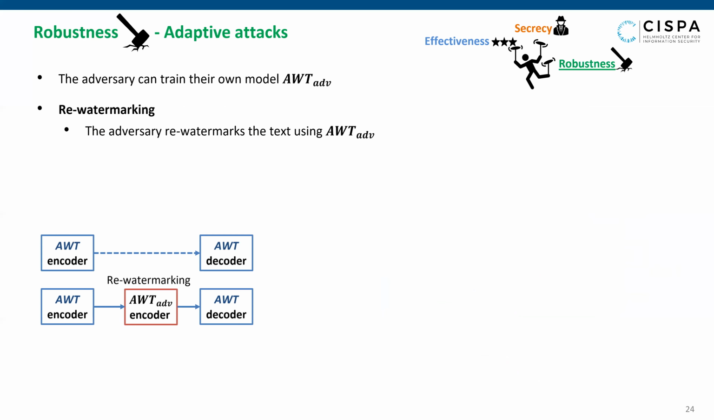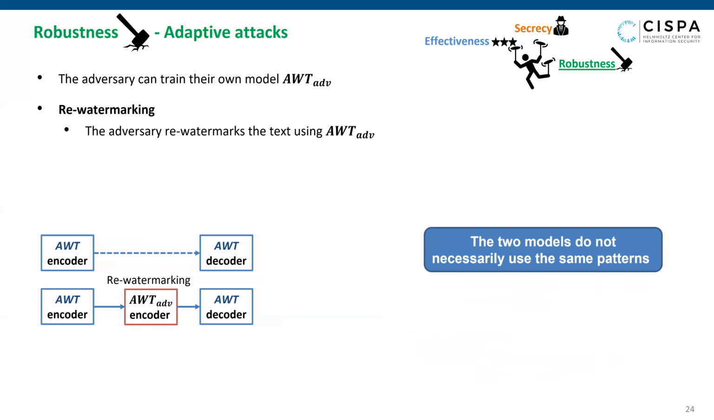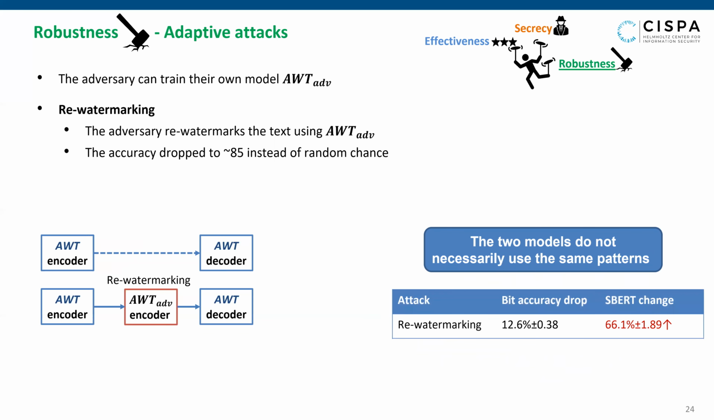We observed that two independently trained models can use different patterns to encode the information, and therefore the accuracy of the original watermarks didn't drop to random chance despite having a strong adaptive attack.